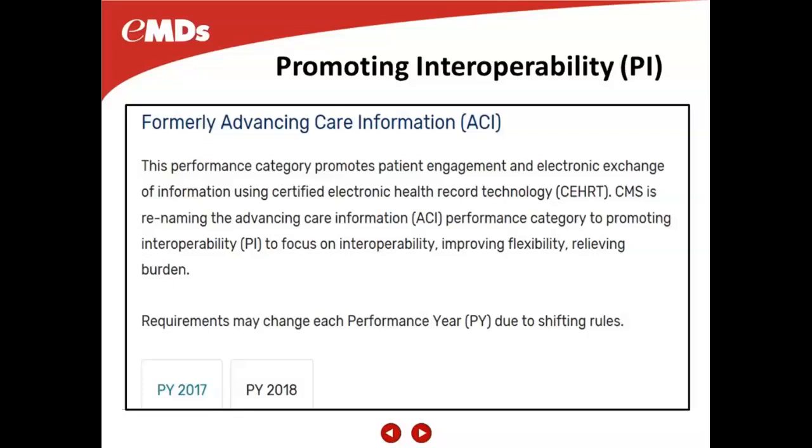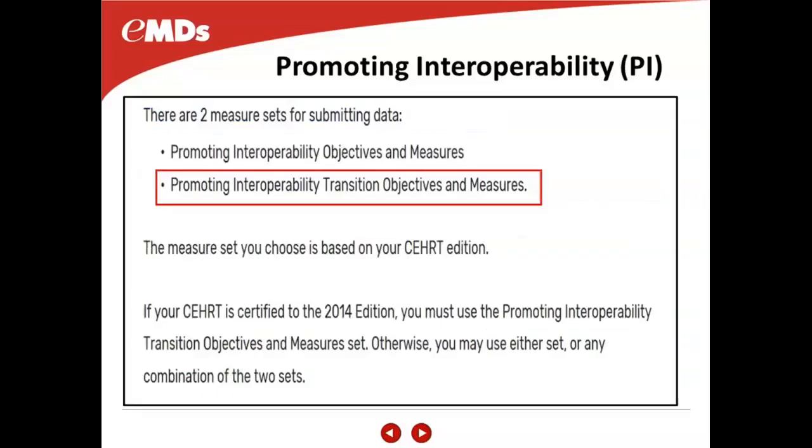So, promoting interoperability is what we knew as the ACI last year, and now it's changed to the PI, or promoting interoperability. CMS changed the name to focus on interoperability, improving flexibility, and relieving burden. So there may be differences in the language you hear, just know that the ACI is now PI, but in our system we still have our reports documented as ACI. So just make that connection.